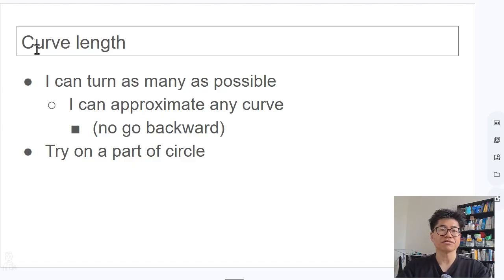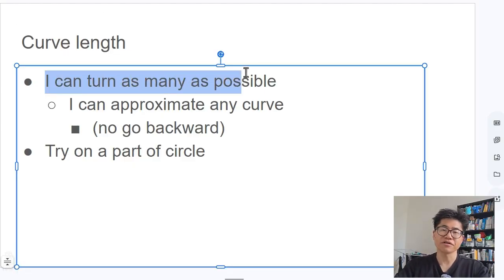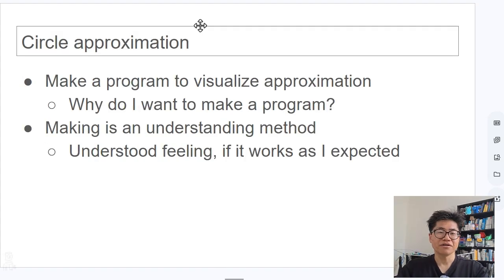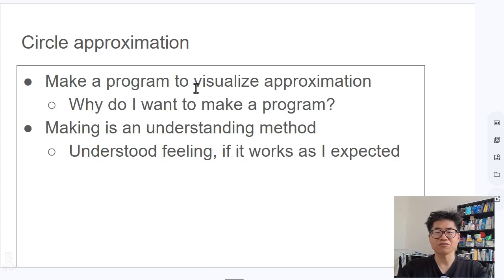Next, let's think about the curve. If I can turn as many times as possible, then I can approximate any curve. Of course, if you go backward, then it becomes longer, but that's not the case I'm talking about. So let's try on a circle and a part of a circle. Here, I want to make a program to visualize the approximation.